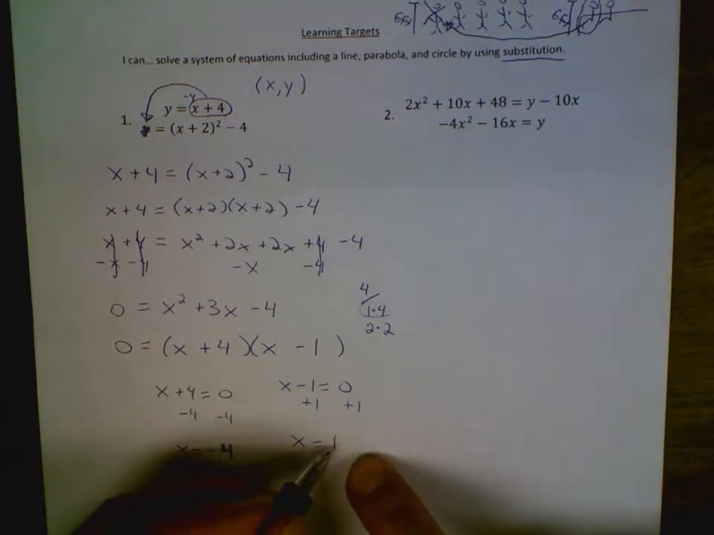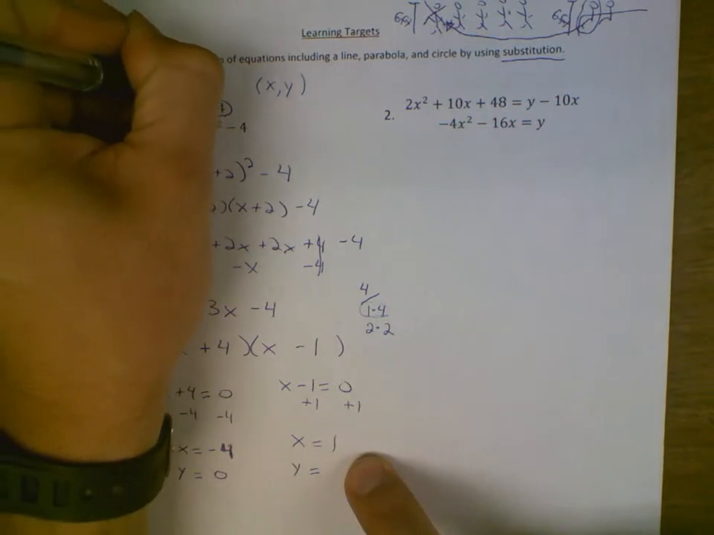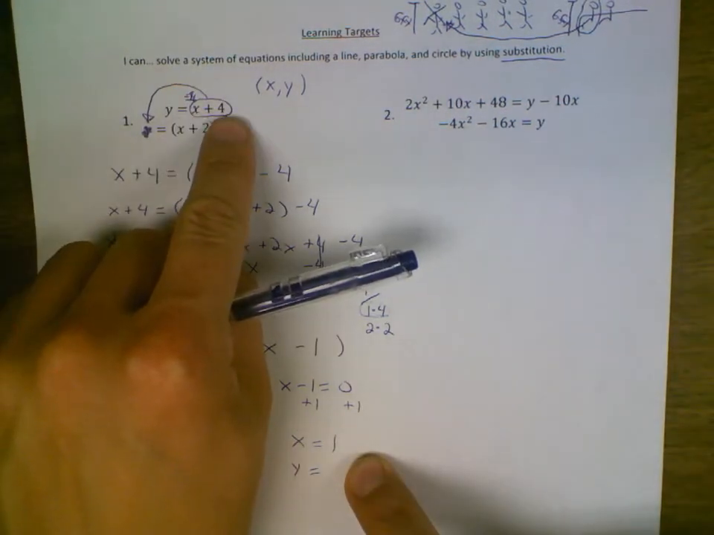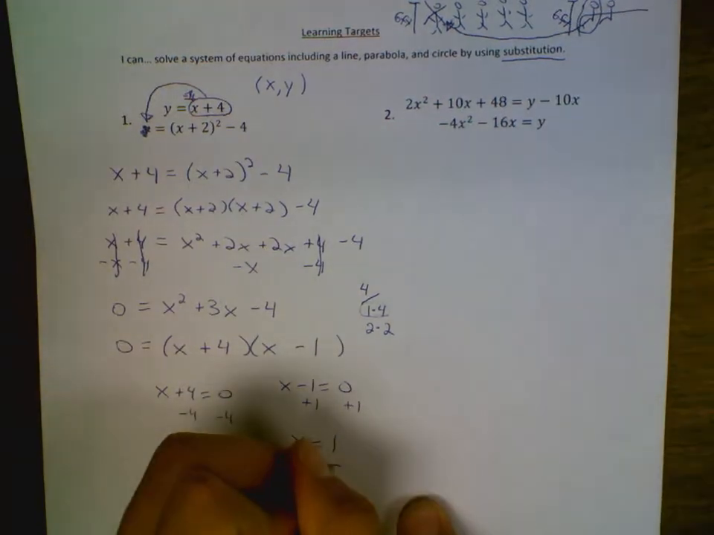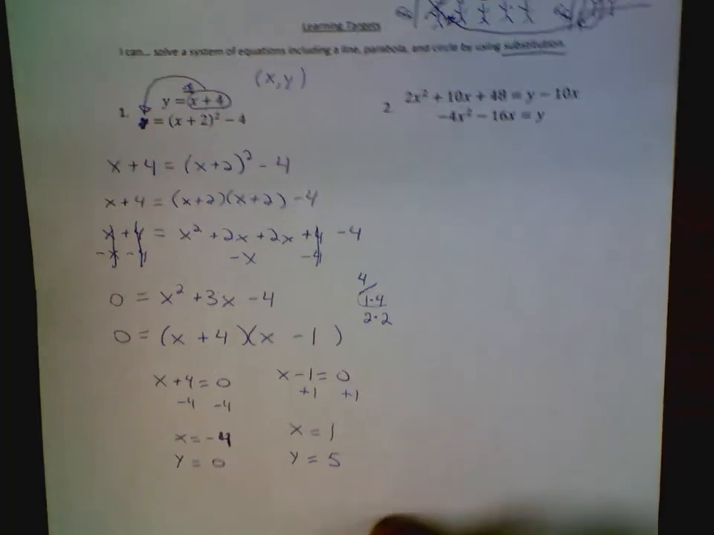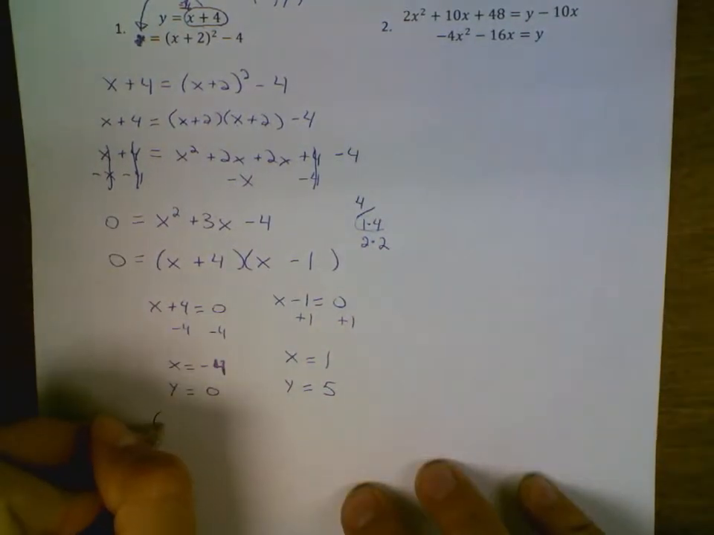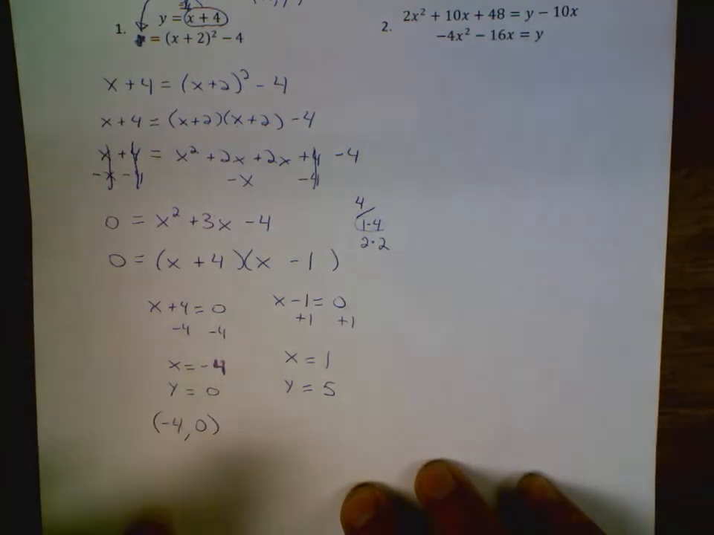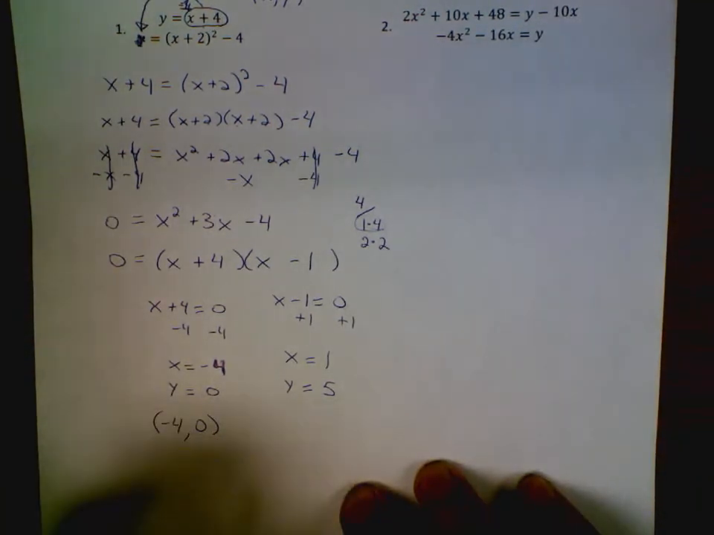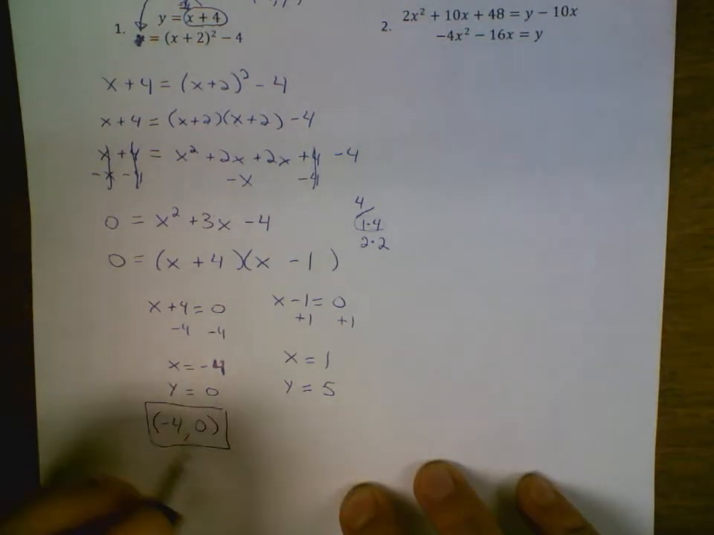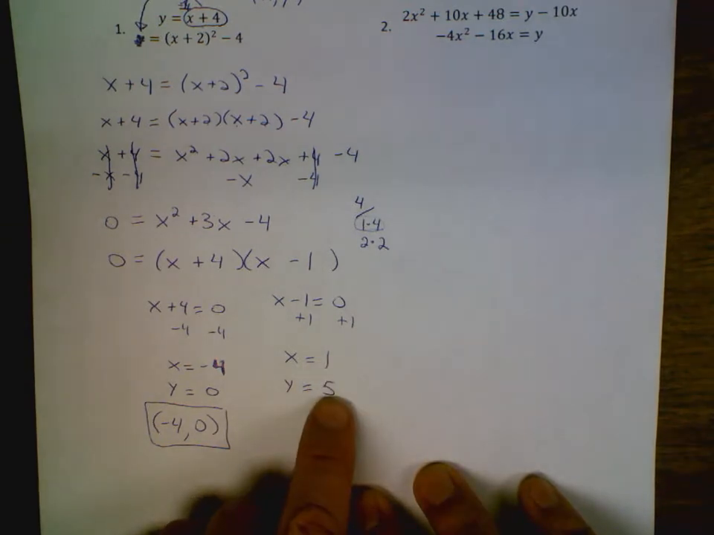Similarly, I want to plug 1 in. Well, 1 plus 4 is 5, so I get a y value of 5. So my solutions, the ordered pairs, are -4, 0. The x is -4, the y is 0, so that's one solution. And then the other solution is the x is 1 and the y is 5.